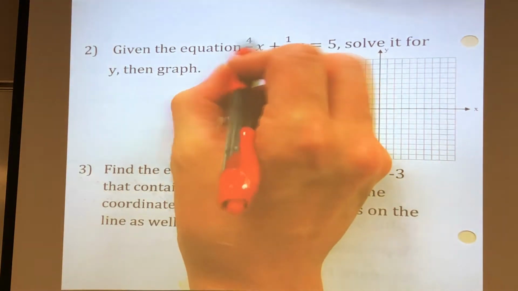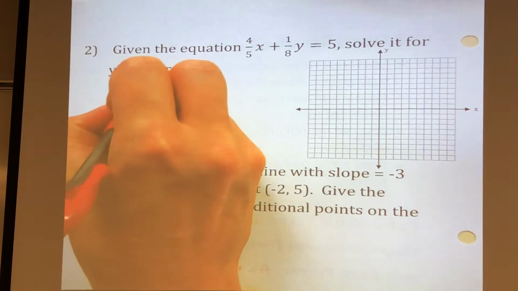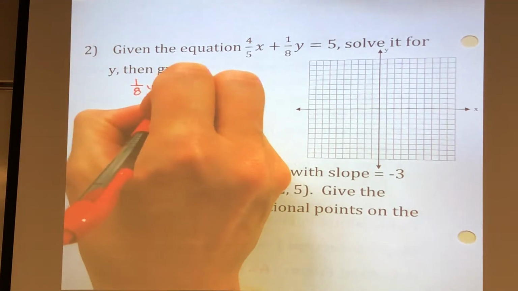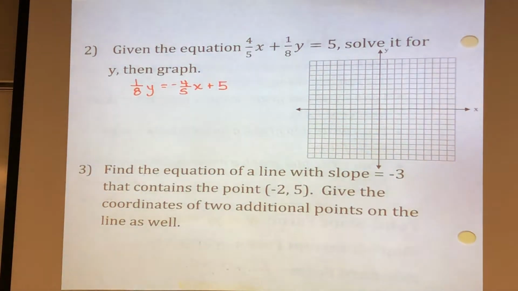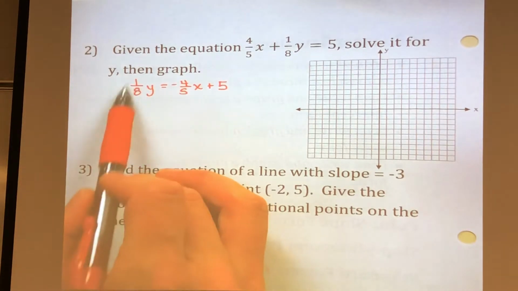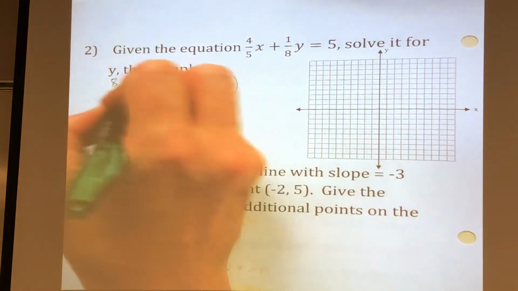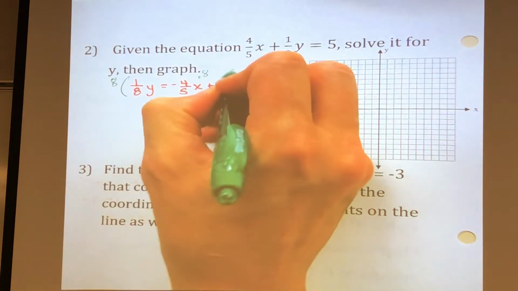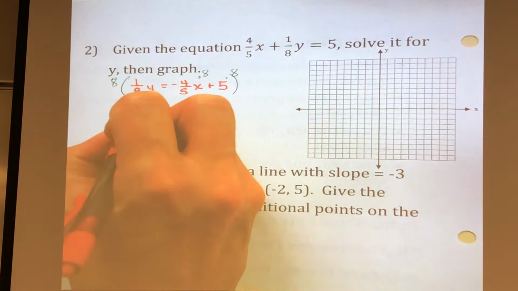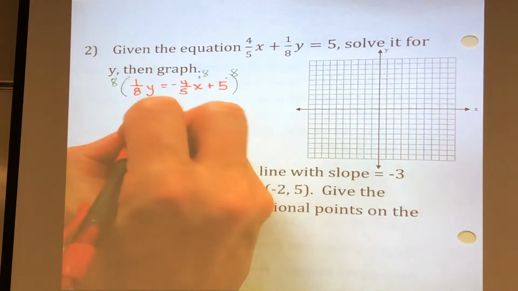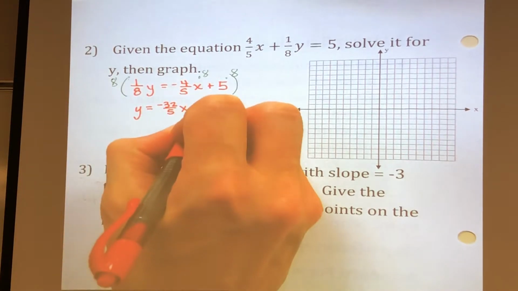We want to start by subtracting 4/5 x to the other side. So we would have 1/8 y equals negative 4/5 x plus 5. And then we don't like these fractions. To get the y by itself, we would have to multiply everything by 8. So we're going to multiply this by 8, multiply this by 8, multiply this by 8. Everything gets multiplied by 8. All right, so we're going to have y equals negative 4 times 8 is negative 32 fifths x plus 40.